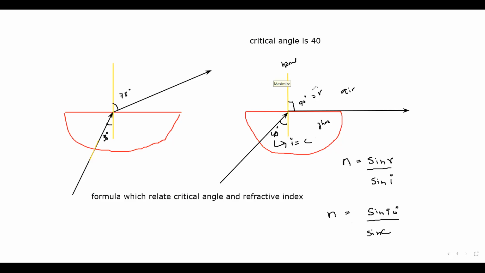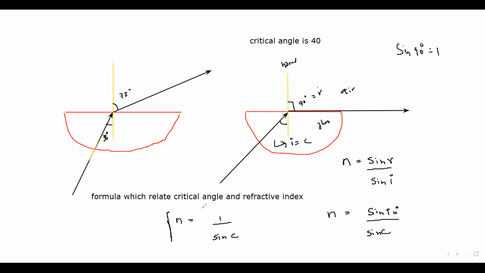Yeah, angle of incidence is 40. But for example, if you don't know the angle of incidence, if you don't know what the value is, we use the letter c to represent the critical angle. When you check the calculator, you will always find that sin 90 is equal to 1. So sin 90 is 1, so this whole factor will be 1. So the formula which relates critical angle and refractive index is n equals 1 over sin c.